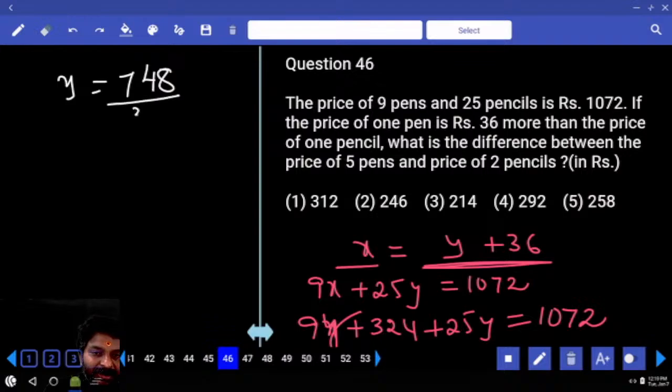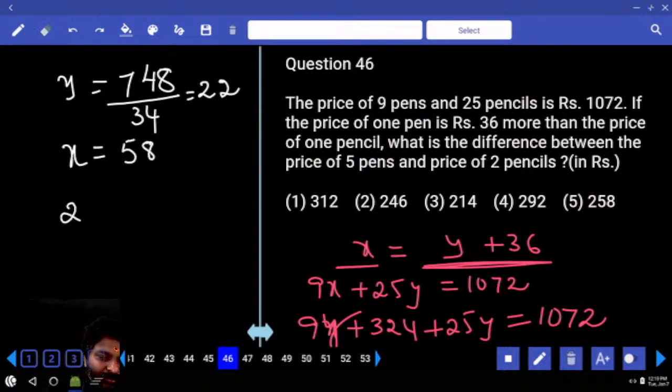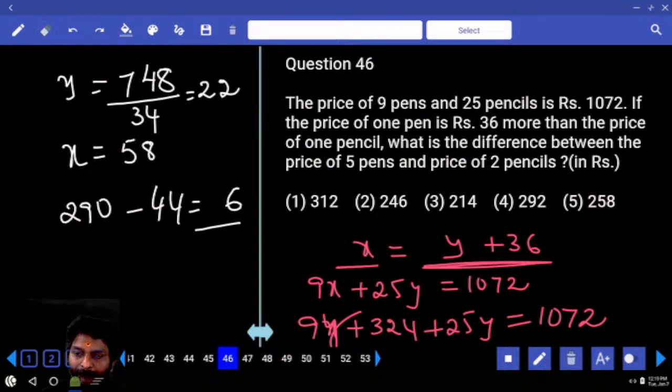Y is equal to 748 divided by 34, 2 times, again 2 times. Then x is equal to y plus 36, which is 58. Question is to identify difference between 5 pens, which is 290, and 2 pencils, 44. Answer ends with 6. 246.